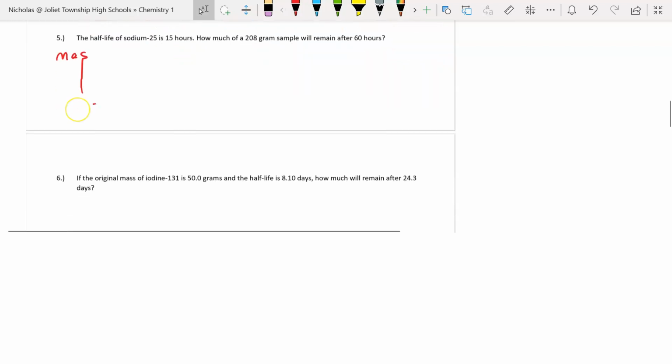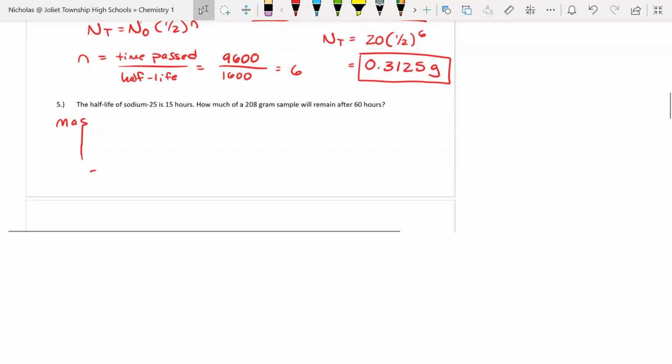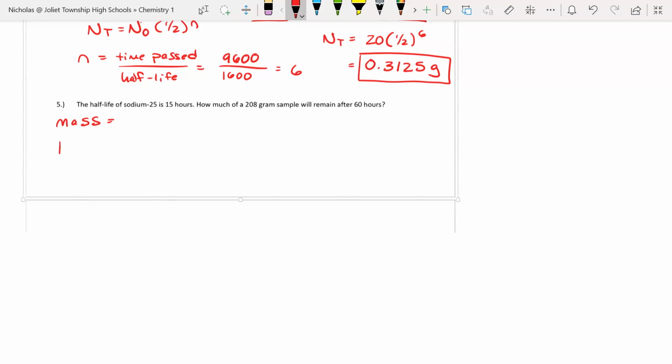So for number 5, I'm going to write mass. I guess computers don't work this early in the morning. It is 6:17 in the morning, and I am just fired up and ready to do some science this morning.